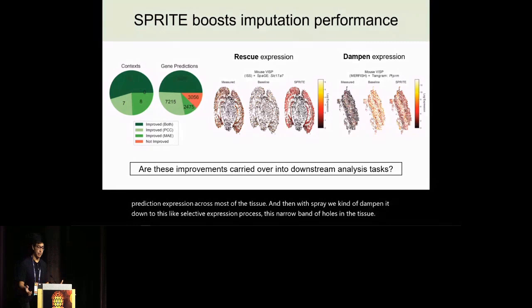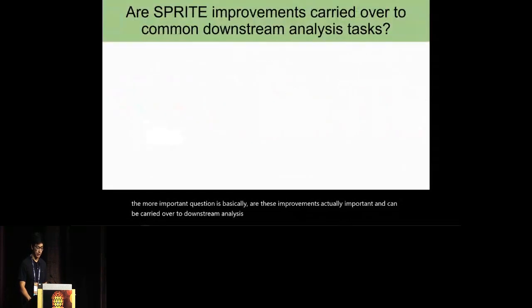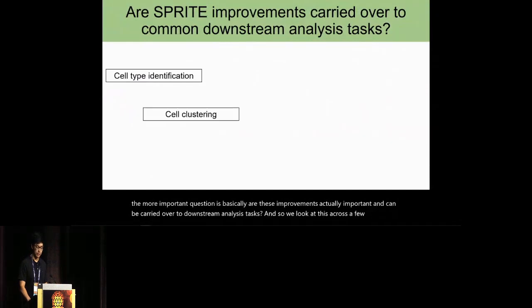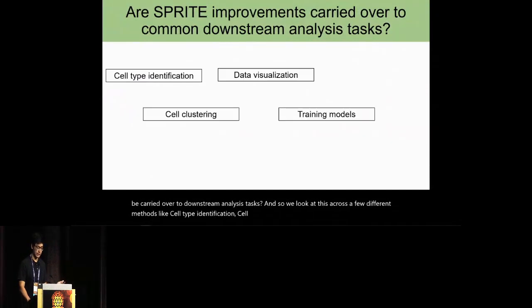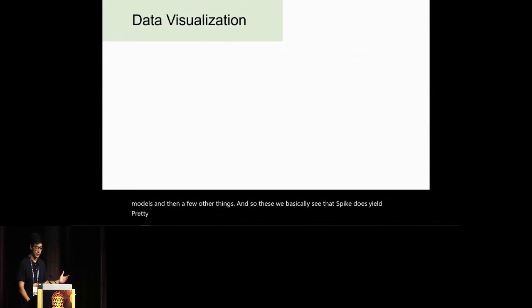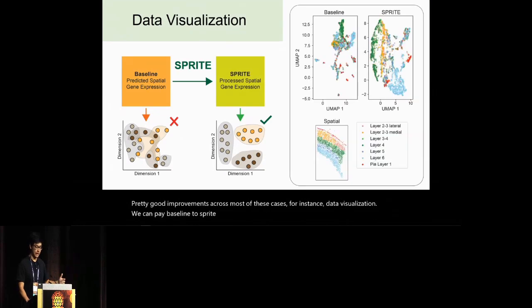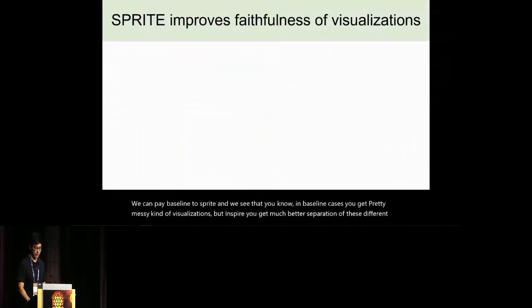So now that we've talked about improvements in the prediction task, I think the more important question is whether these improvements are actually important, and can they be carried over to downstream analysis tasks? We look at this across a few different tasks like cell type identification, cell clustering, data visualization, training models, and a few other things. And we see that SPRITE does yield pretty good improvements across most of these cases. For instance, in data visualization, we compare baseline to SPRITE, and in baseline cases you get pretty messy UMAP visualizations, but in SPRITE you get much better separation of these different layers of the tissue.